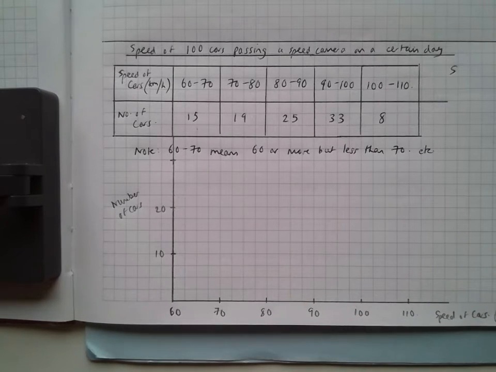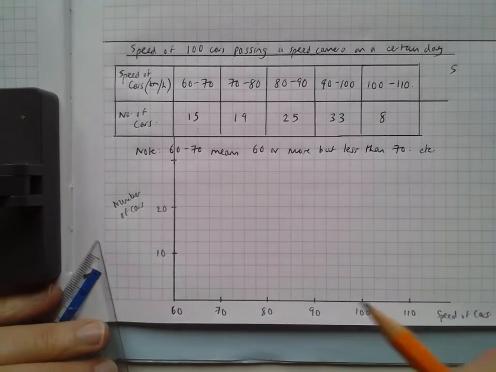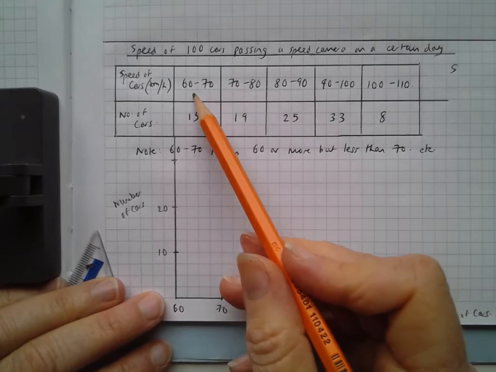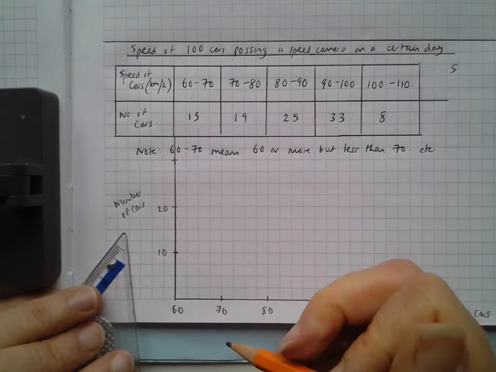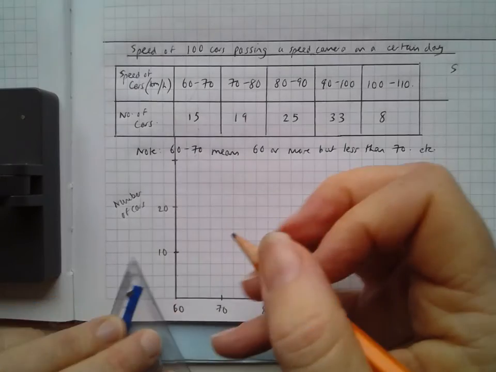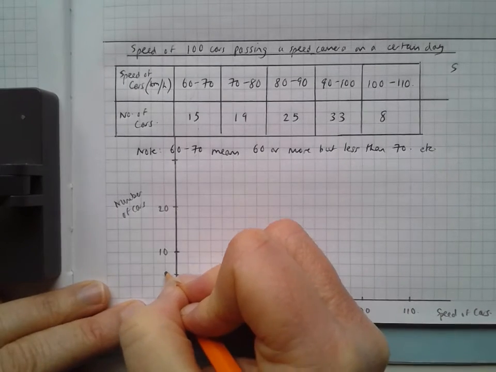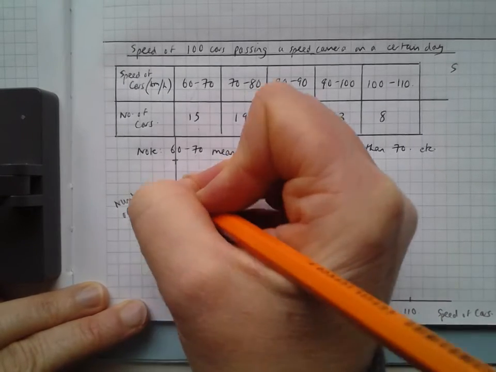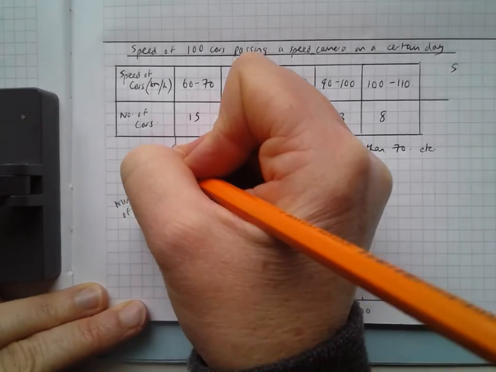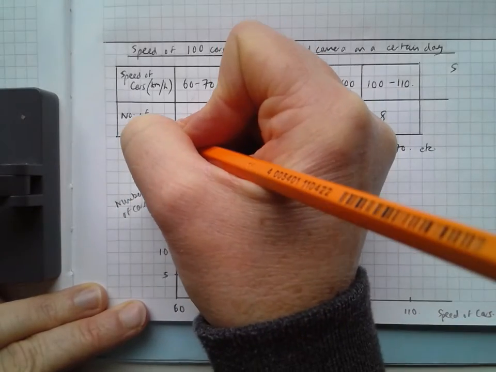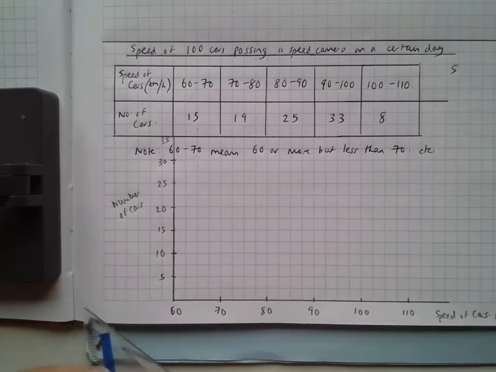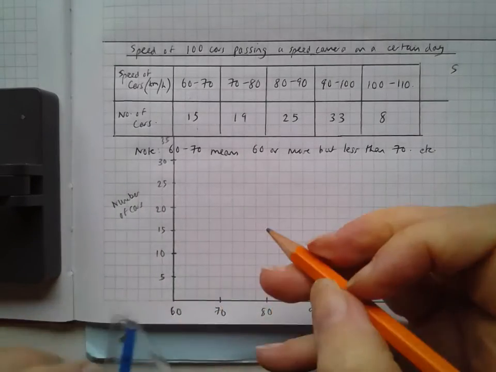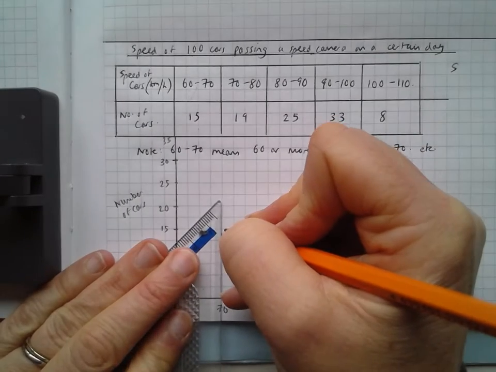So here we draw our histogram. 15 cars went between 60 and 70, so 15 is here. Maybe I'll just put in that's 5, that's 15, that's 25, that's 30, and that's 35. 60 to 70 is 15 cars, so I'm going to draw a line up to 15 and across.